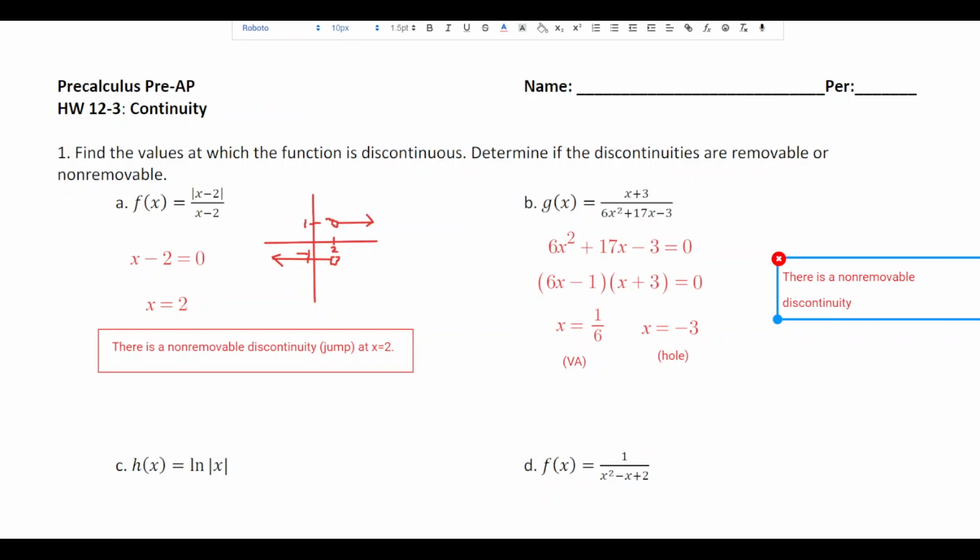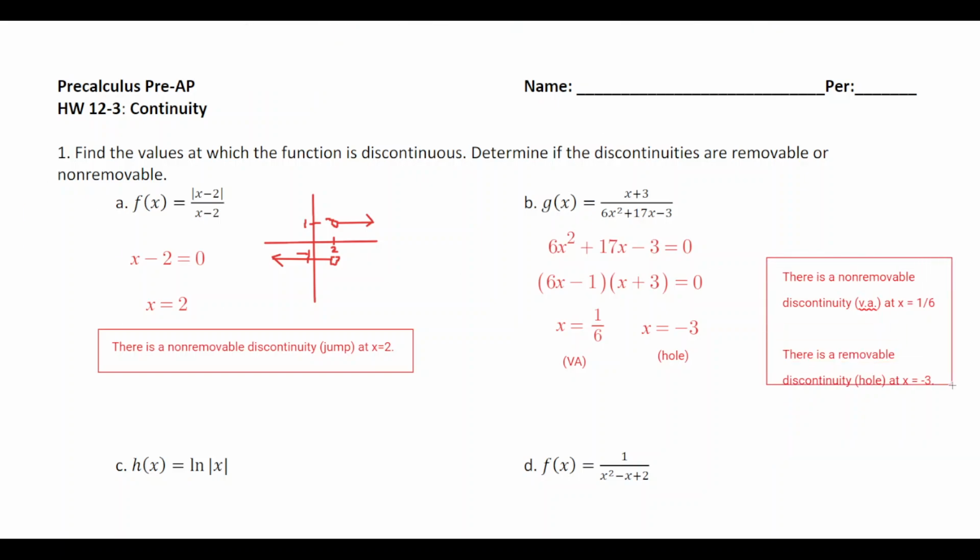Make sure you guys can see this okay. Yeah, okay. At x equals 1/6. And that particular kind of non-removable discontinuity is a vertical asymptote. And there is a hole, which counts as a removable discontinuity, at x equals -3. So let's go ahead and box our answer here, and we'll take a look at the next problem.